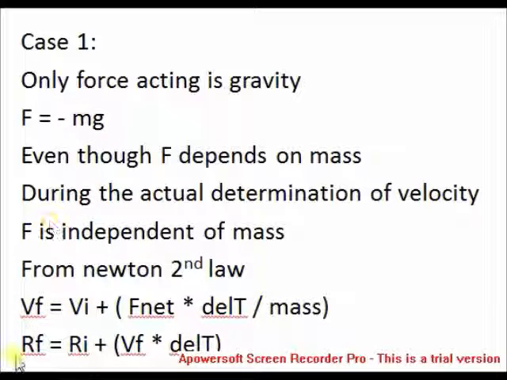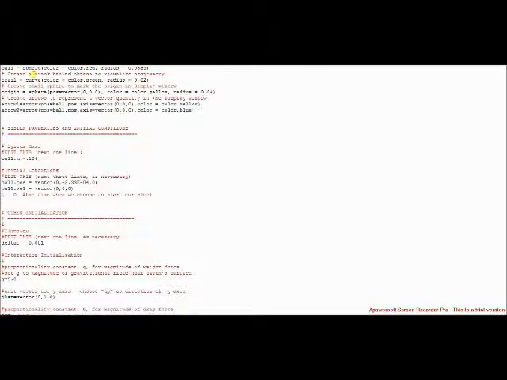Moreover, the final position is equal to initial position plus the final velocity times delta t. So it's dependent only on the final velocity. In turn, final velocity does not depend on mass, so final position also does not depend upon mass.